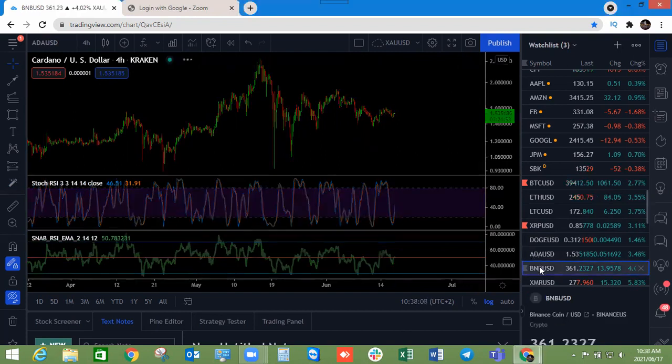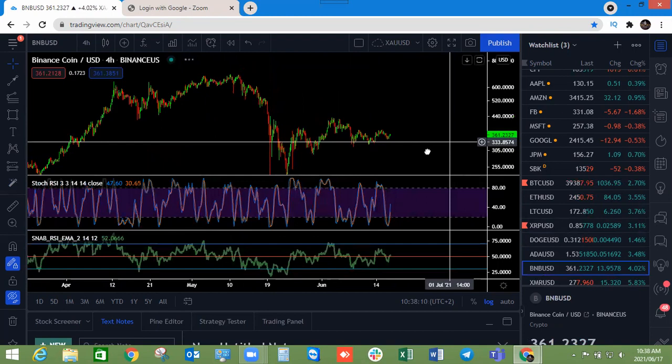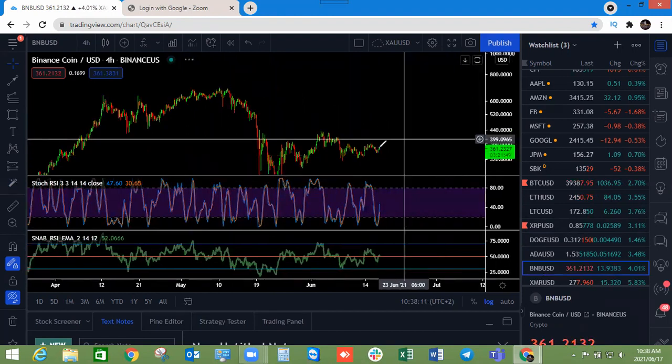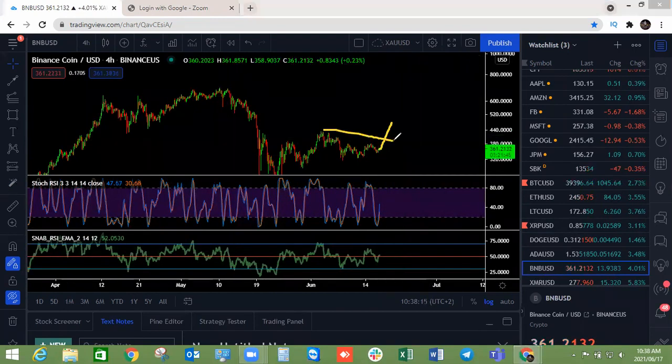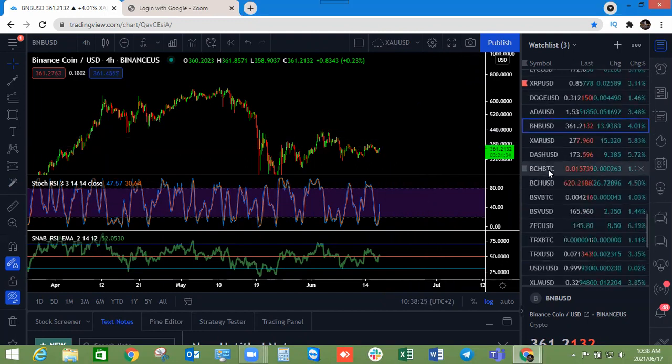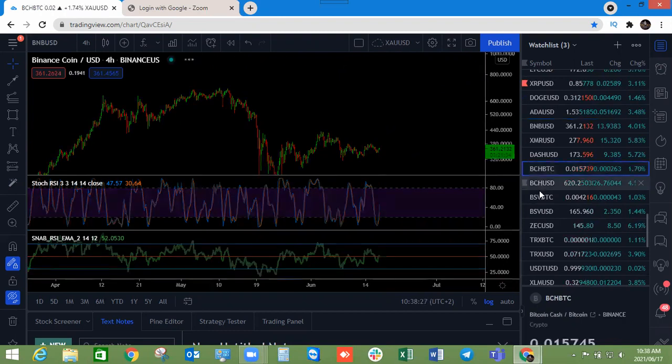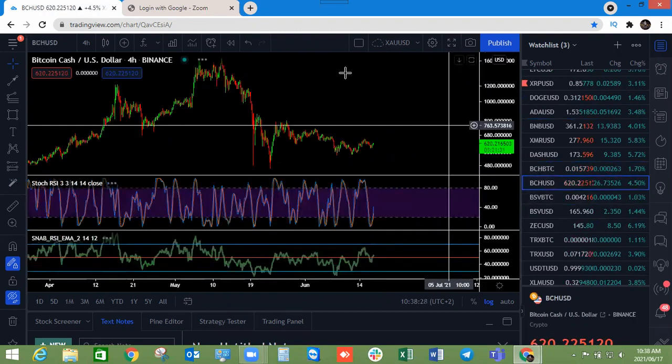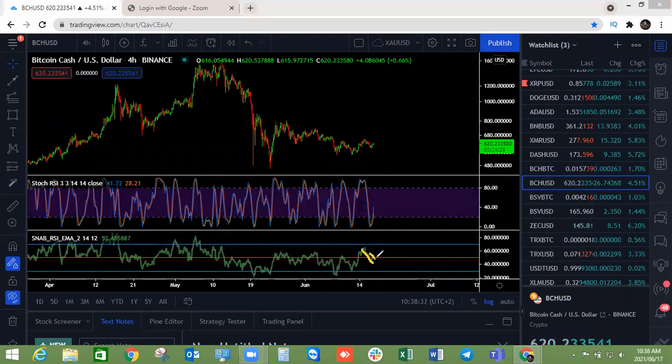Binance, also showing some recovery signs, but we are only expecting this to go to around the 440 level, around this level. That is Binance. And lastly, Bitcoin Cash versus US dollar, all doing the same thing. As you can see, this one is already above 50. Just need to get that 4-hour candle closing above for us to go back to 800 on Bitcoin Cash.